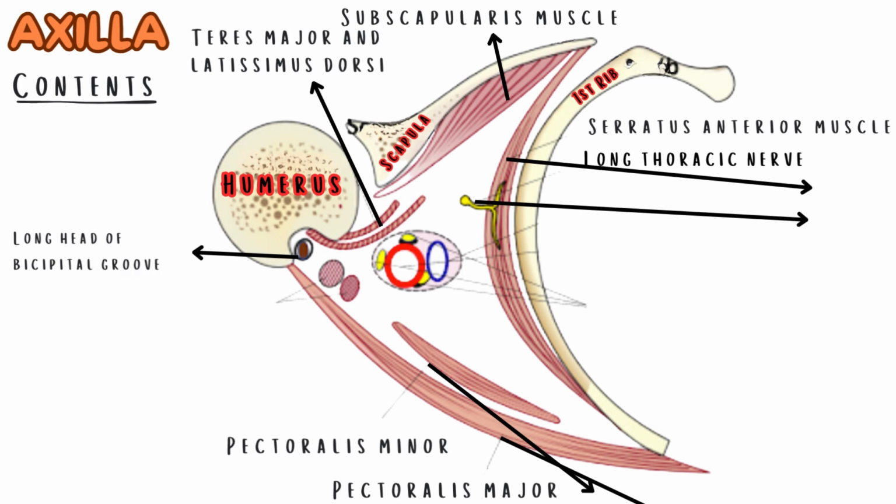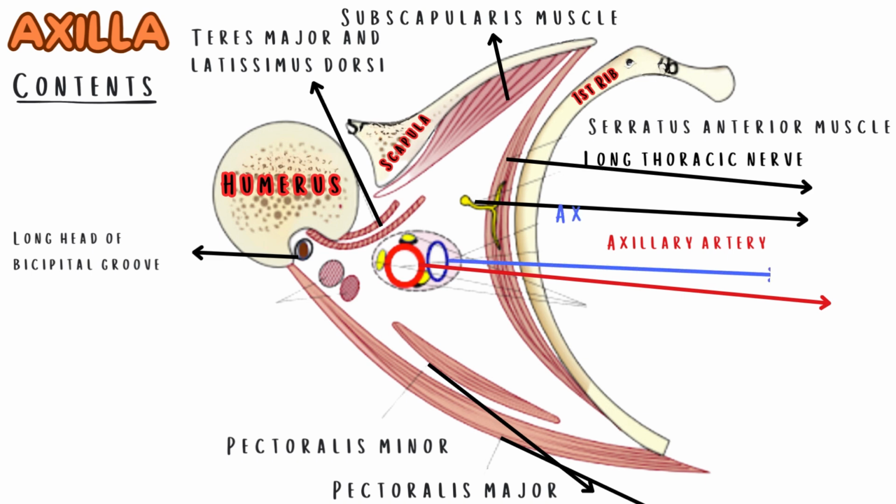The contents of the axilla region include muscles, nerves, vessels, and lymphatics. Starting with the axillary artery, which is the main artery supplying the upper limb. It is commonly referred to as having three parts: one medial to the pectoralis minor, one posterior to pectoralis minor, and one lateral to pectoralis minor. The medial and posterior parts travel in the axilla.